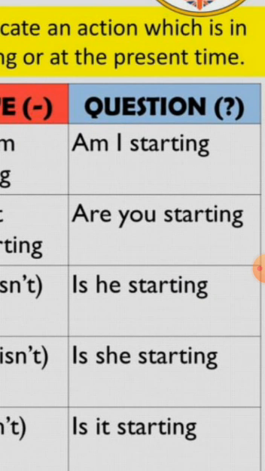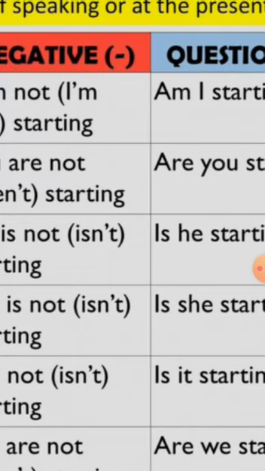In WH questions, it is WH plus is/am/are plus first form of the verb with ing and object. Suppose, are you starting? WH will be of that sentence. When are you starting? What is he starting? Where is he starting? Why is he starting? Why am I going there? Why are you coming? When are you coming? What are you doing? So these are the sentences and the examples.